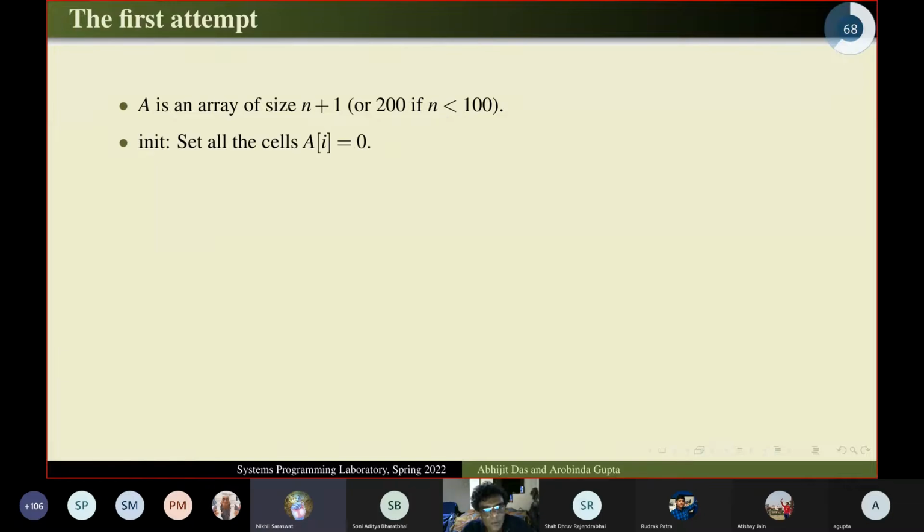So we start with a deliberately bad first attempt. A is an array of size n plus 1, or 200 if n is less than 100. There is a reason for this, we'll see later. I will set all the cells of this array A equal to 0. So A[i] stands for whether i is visited in the sequence already or not. This is kind of a hash table without any collision possibility. I will always map i to A[i].